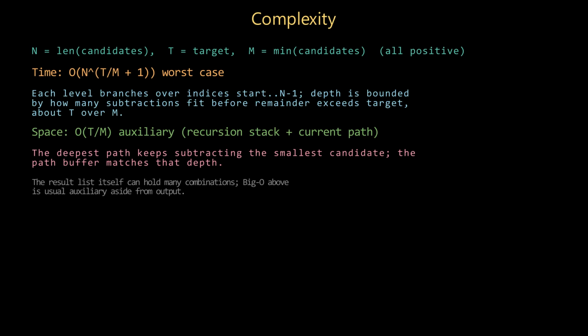Auxiliary space is O of t over m for the recursion stack and the current path buffer, matching that depth. The output list can grow with the number of valid combinations. That storage is separate from this auxiliary bound.